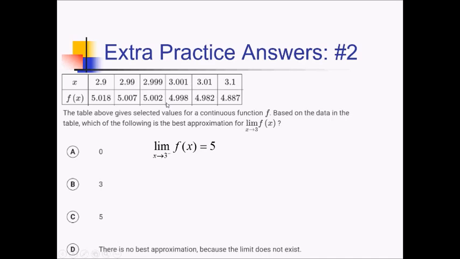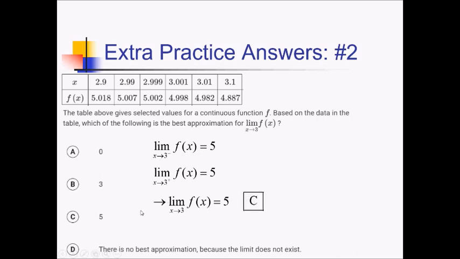And then taking a look at the limit from the right side, as we approach 3 from the right side here, our numbers are going up, up, up, and it looks like we're also heading towards 5 from the right side. Therefore, our approximation for our two-sided limit is going to be 5. Now, there's some other answer choices here to look at. I mean, 5 is one of the answer choices, and that's the one we're going to pick.